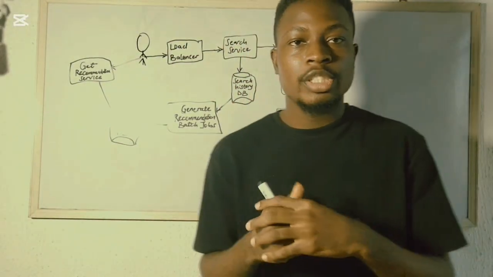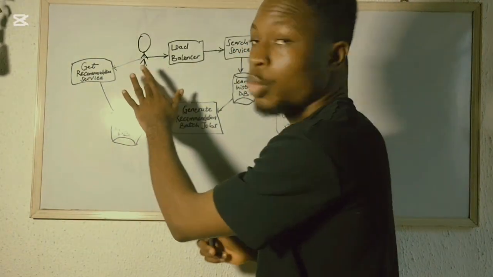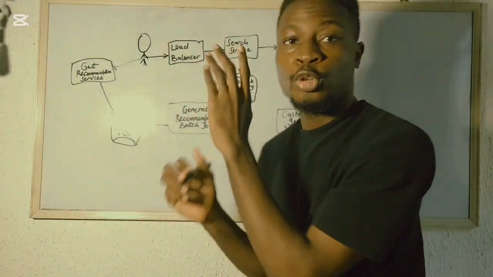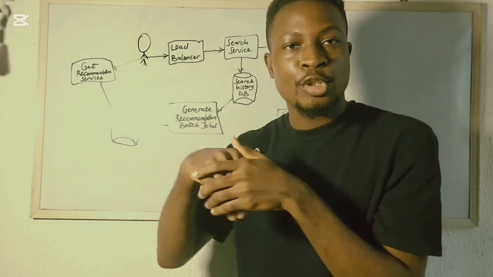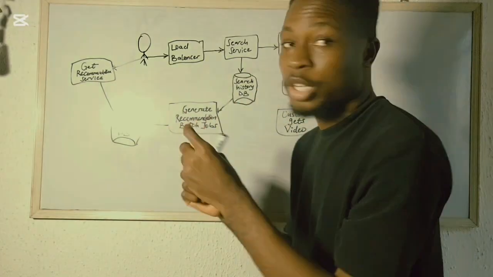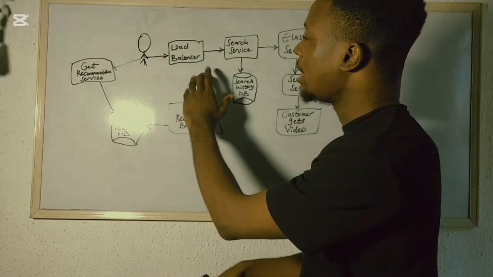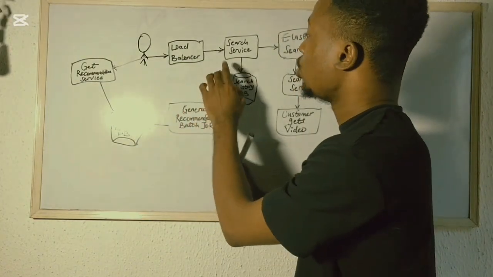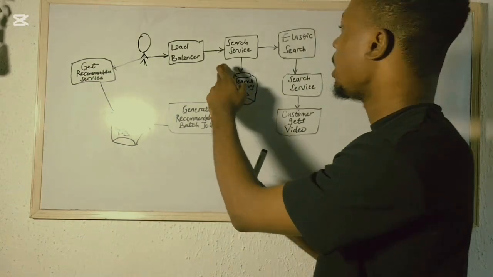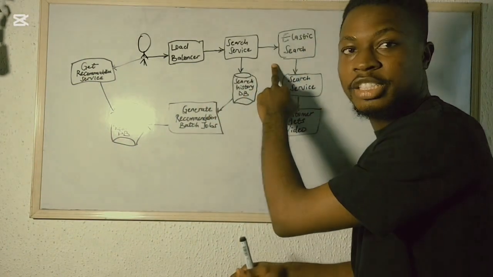So we are going to start with the search functionality. When the user searches for any word on YouTube, the request hits a load balancer. If you don't know what a load balancer is, I have a video where I explained what a load balancer is, what they do and how they work. You can check that out. So the request hits a load balancer, and the load balancer sends that request to the appropriate search service. So your request goes to the search service server, and the search service server sends your request to our Elasticsearch.